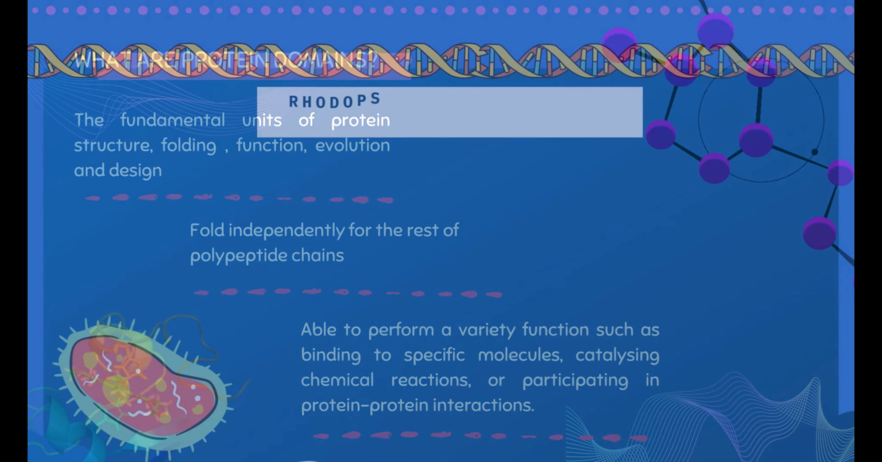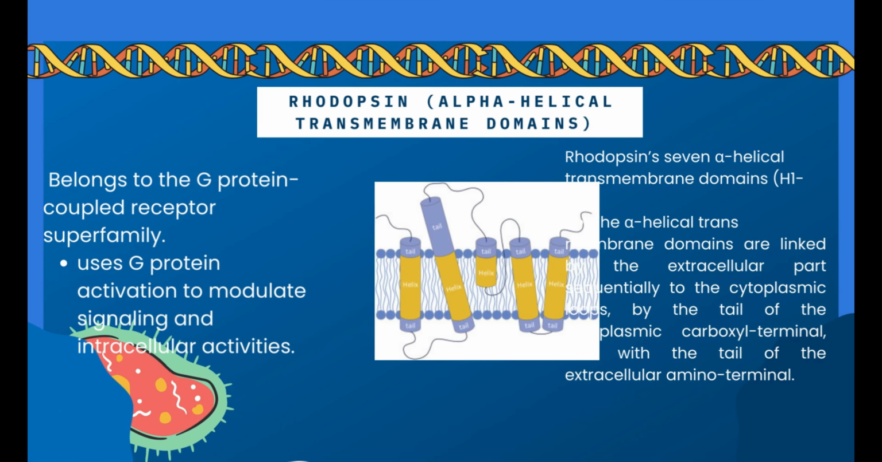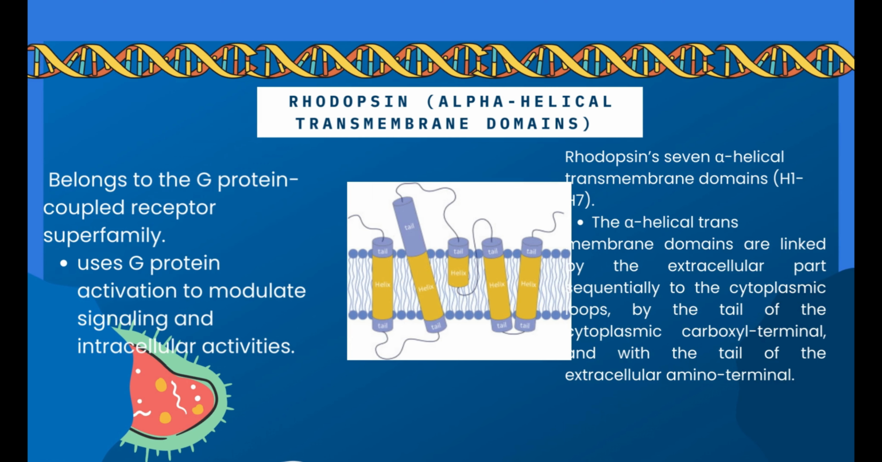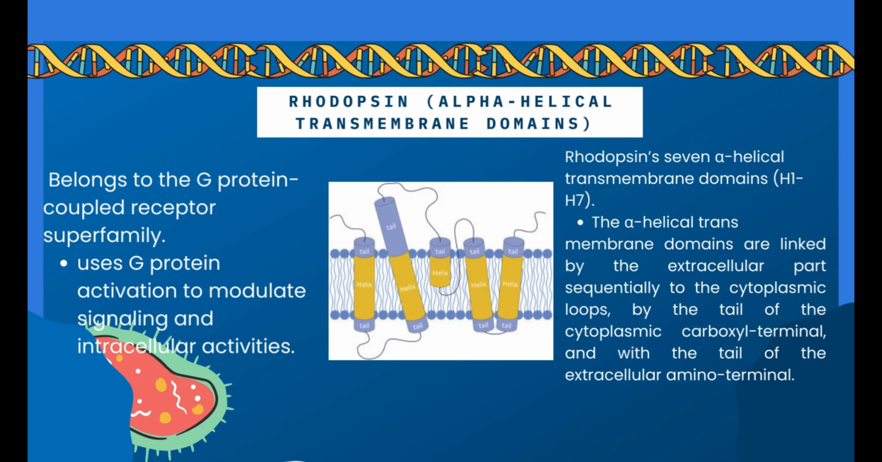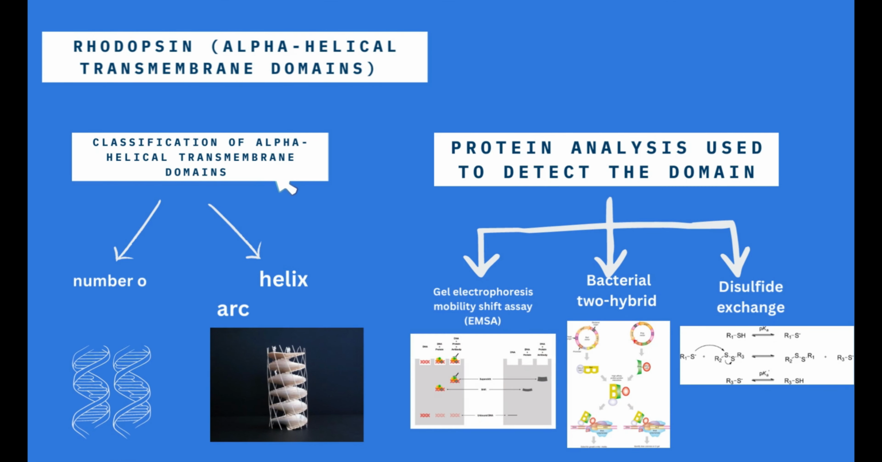in protein-protein interaction. The first protein domain is rhodopsin's alpha helical transmembrane domains. It belongs to the G-protein coupled receptor superfamily, and it uses G-protein activation to modulate signaling and intracellular activities. This part is the alpha helical transmembrane protein classification. It can be classified by the number of transmembrane helices and by the helix architecture.